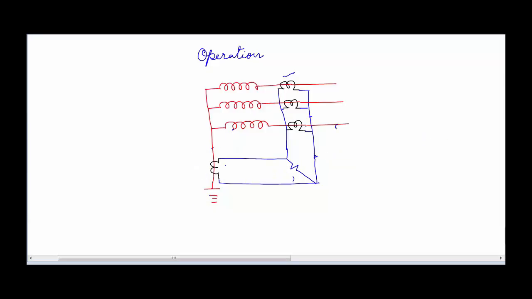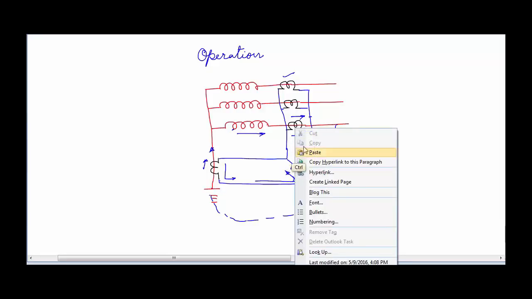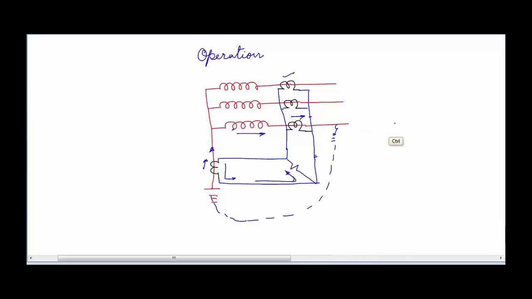Now if we consider that there is a fault outside the zone, let's say the fault has taken place this way, and this way the current will be flowing and it will take up this path. So this is the way the current will be flowing through the CT. So in this particular case we can see that the current flowing through the neutral side CT will have this direction, and in this CT the current is having this direction, so in order to balance that, the current will be flowing in this way and it is going to take up this path.